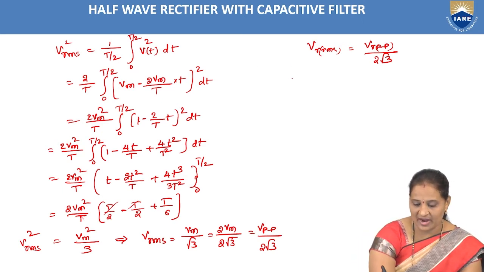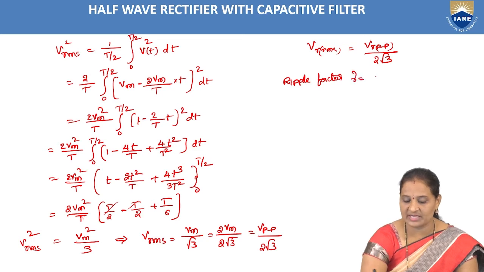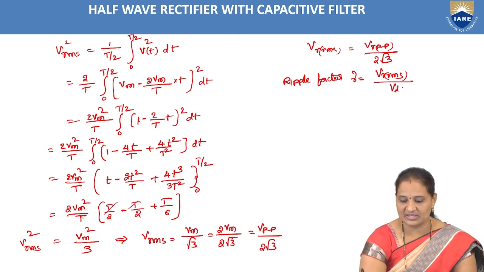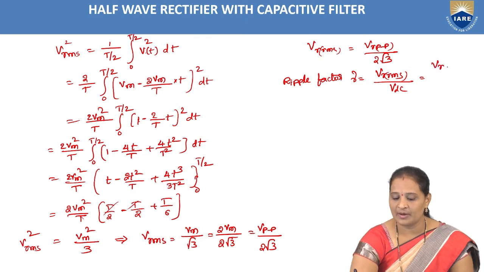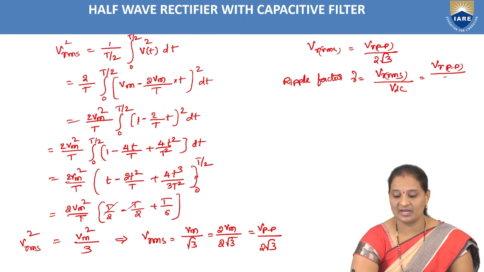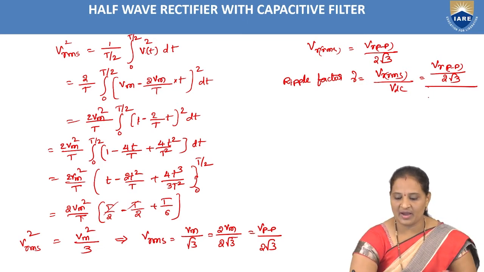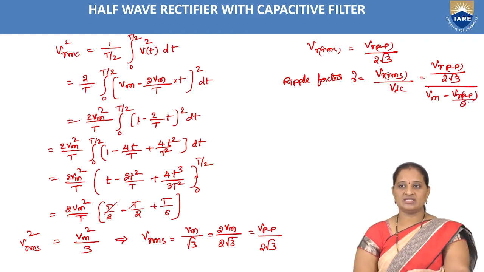So now let us find the ripple factor. As you all know, the formula of ripple factor, which is represented with gamma, is VR RMS divided by VDC, where VR RMS is given by VR peak to peak divided by 2 into root 3, and you know the VDC value, that is given by Vm minus VR peak to peak divided by 2. This is the VDC value.